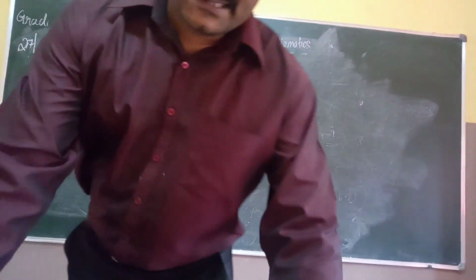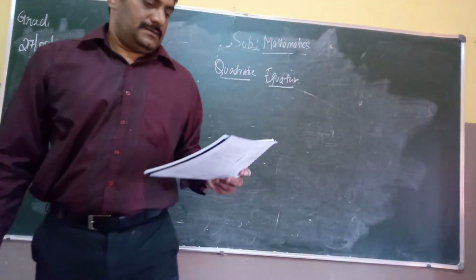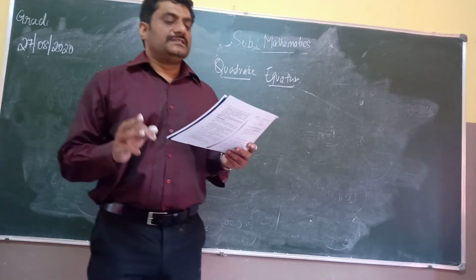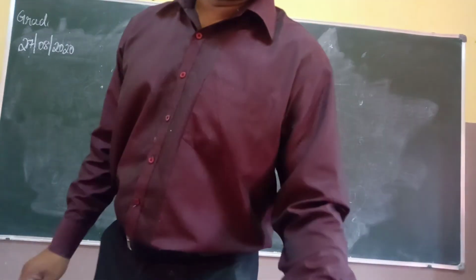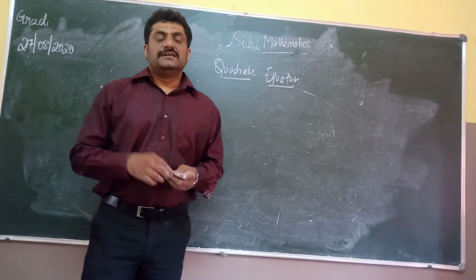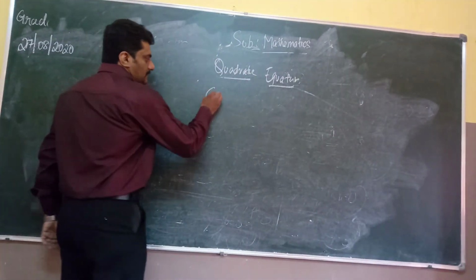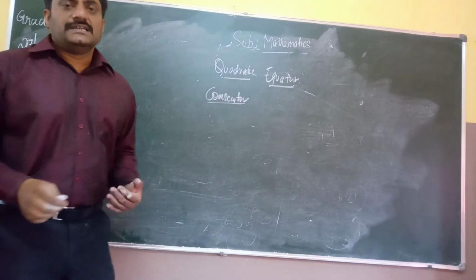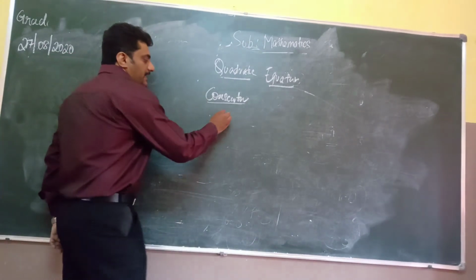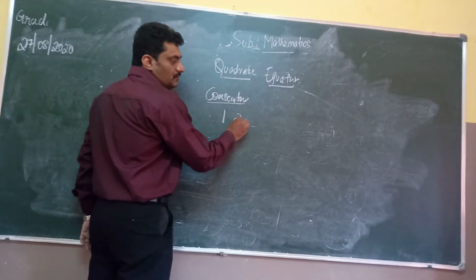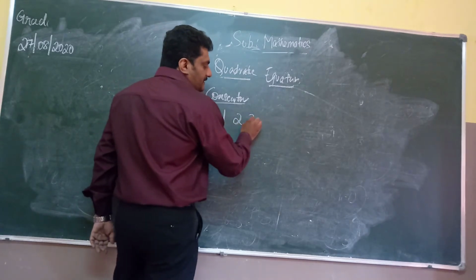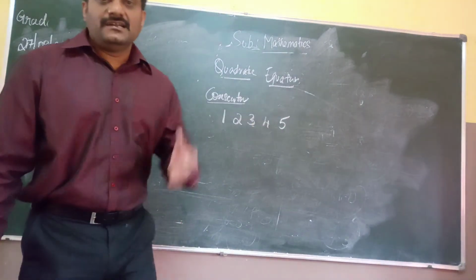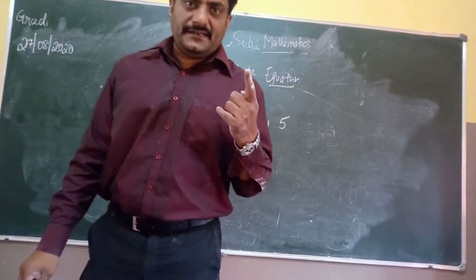Let's see what we have next. The product of two consecutive positive integers is 306. Product means what? Consecutive means what? Consecutive is the next number. For example, if I write 1, consecutive will be 2. Consecutive of 2 is 3, 3 is 4, 4 is 5. So what exactly is happening here? It is increasing by 1.